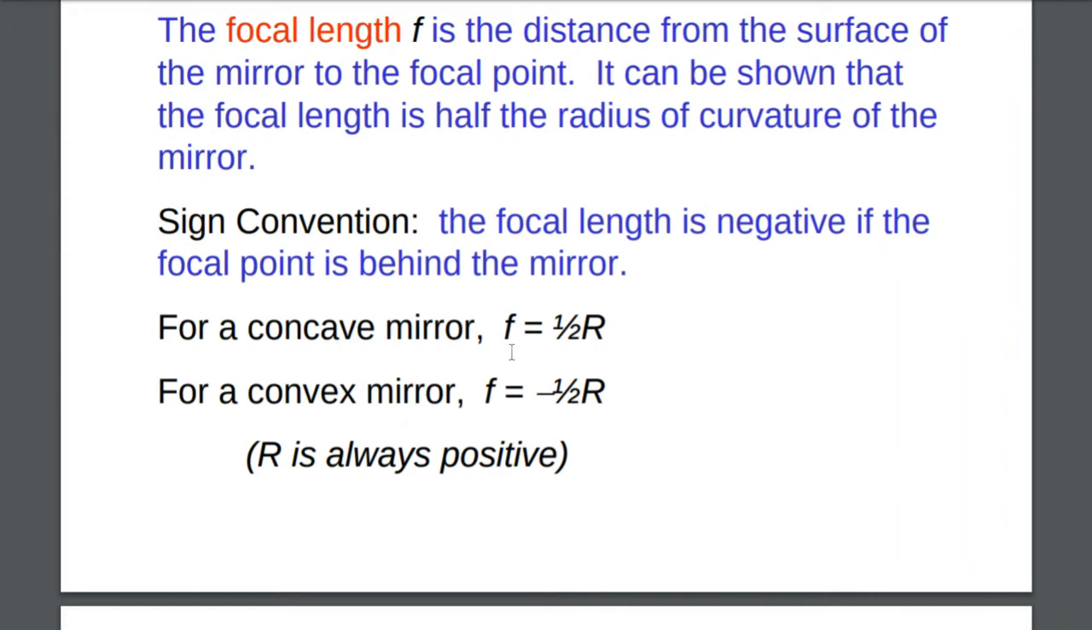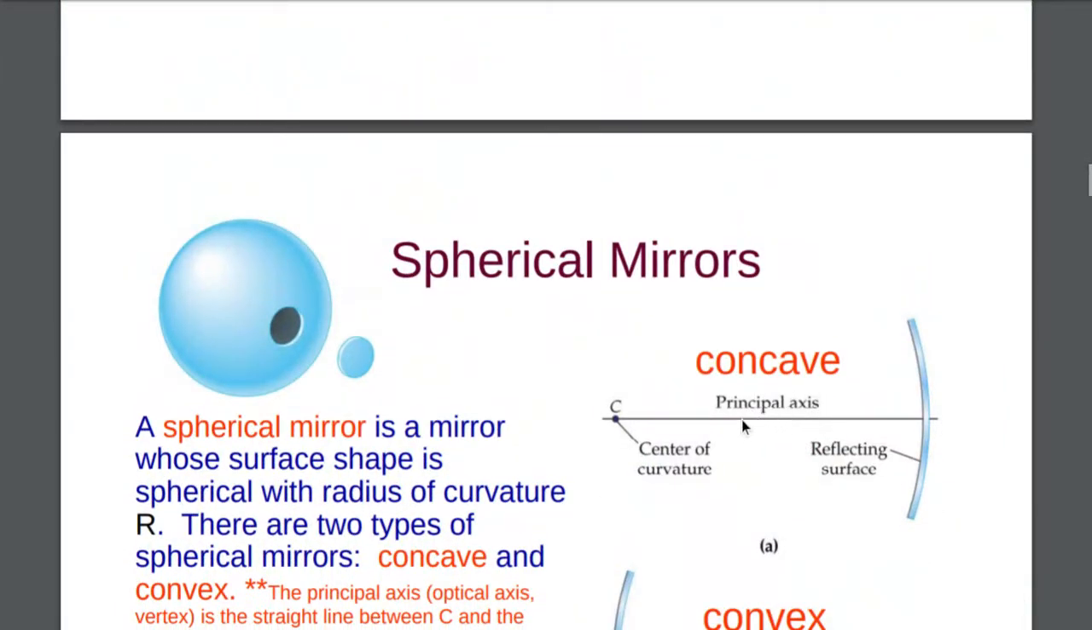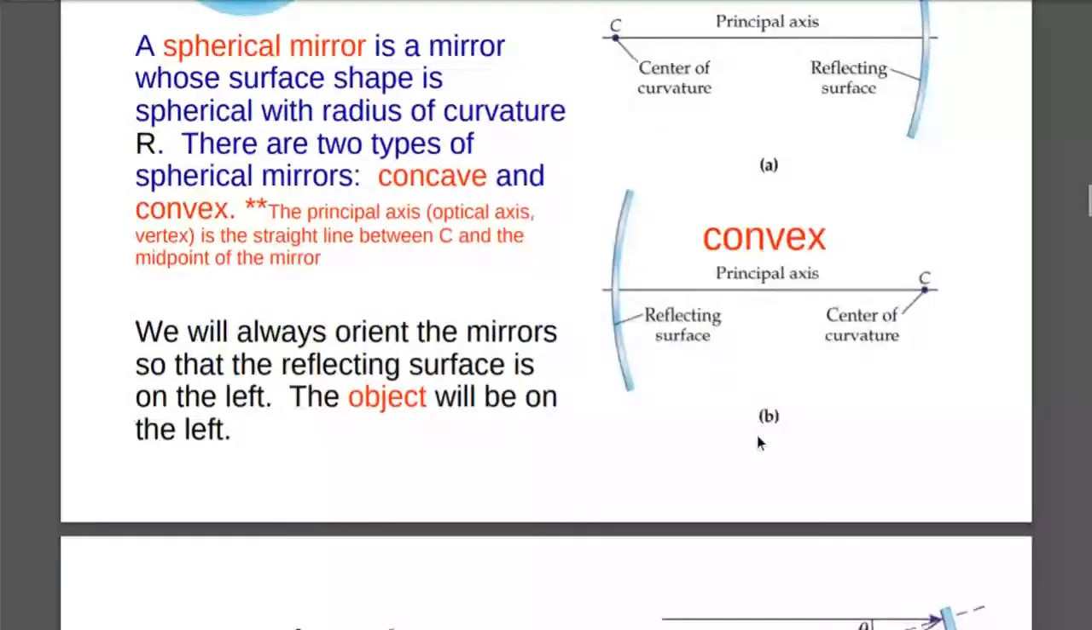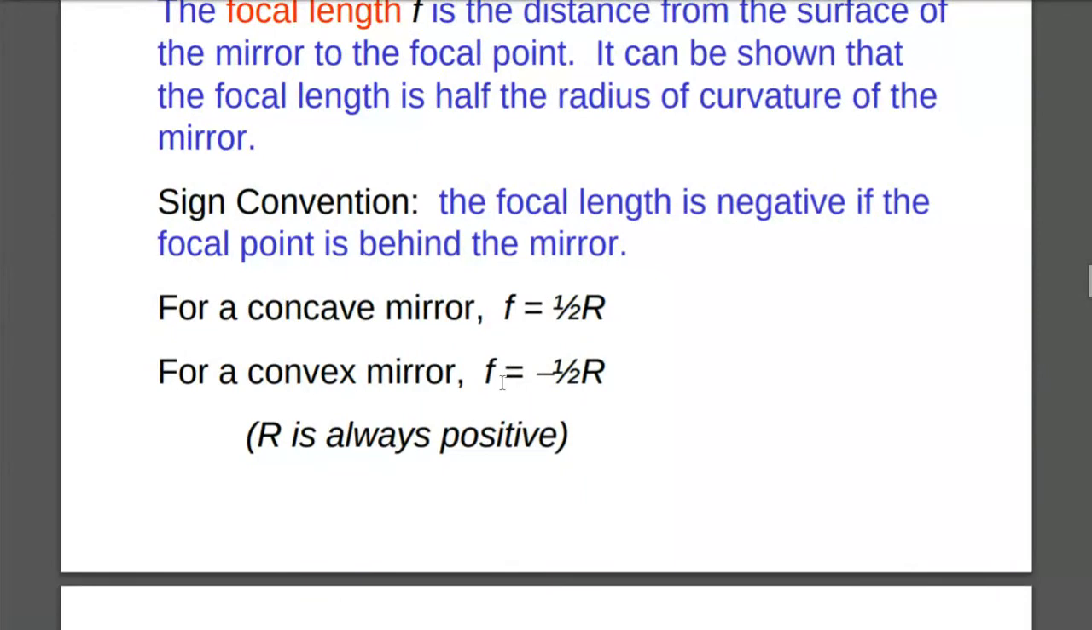And so your focal distance, or F, for a concave mirror, the one where you're looking at the inner curved surface, F is half of C. For your convex mirror, we say that your focal point is negative 1/2 of C.